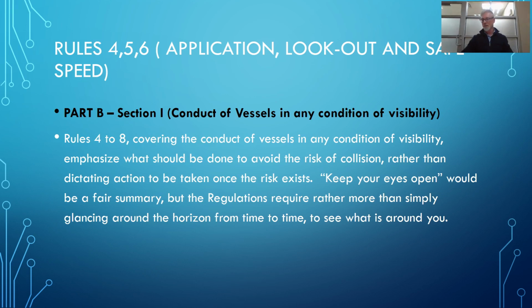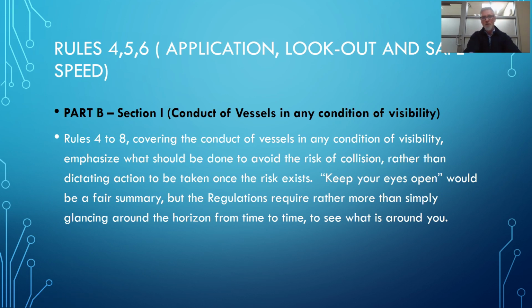So first off, as you can see stated here, it's Part B. We've done Part A. It's just called General. That was more or less where it applies and some general definitions. So right now, the application is Rule 4, lookout is Rule 5, and safe speed is Rule 6. And I want you to pay particular attention here: conduct of vessels in any condition of visibility. Any condition of visibility can be restricted or unrestricted.